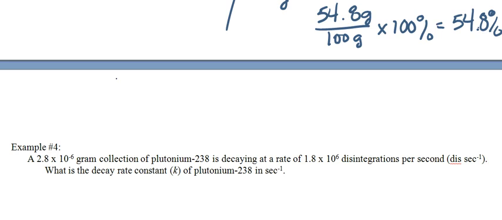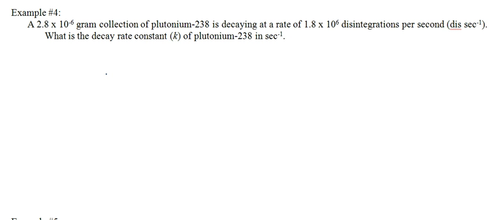Everybody's good there? Okay. Example number 4. It says that a 2.8 times 10 to the negative 6 gram collection of plutonium-238 is decaying at a rate of 1.8 times 10 to the 6 disintegrations per second. It wants to know what the decay rate constant is for plutonium-238.